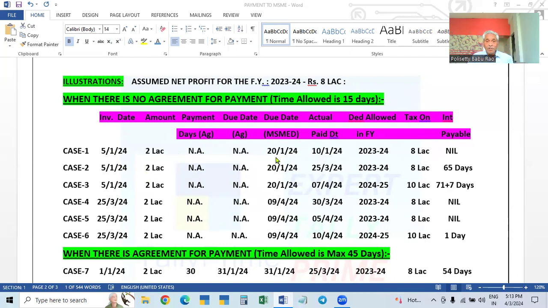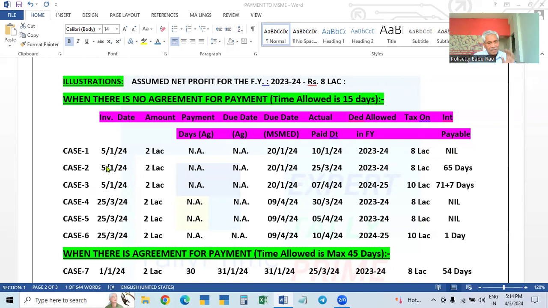Okay. So 20 January is the due date. The amount is paid on 10th January. So before the due date, the amount is paid. So these 2 lakhs will not be disallowed. It will be allowed in the same year, 23-24. So only on the 8 lakhs we have to pay tax because of the actual profit, and interest is also not payable because it is paid within the due date.